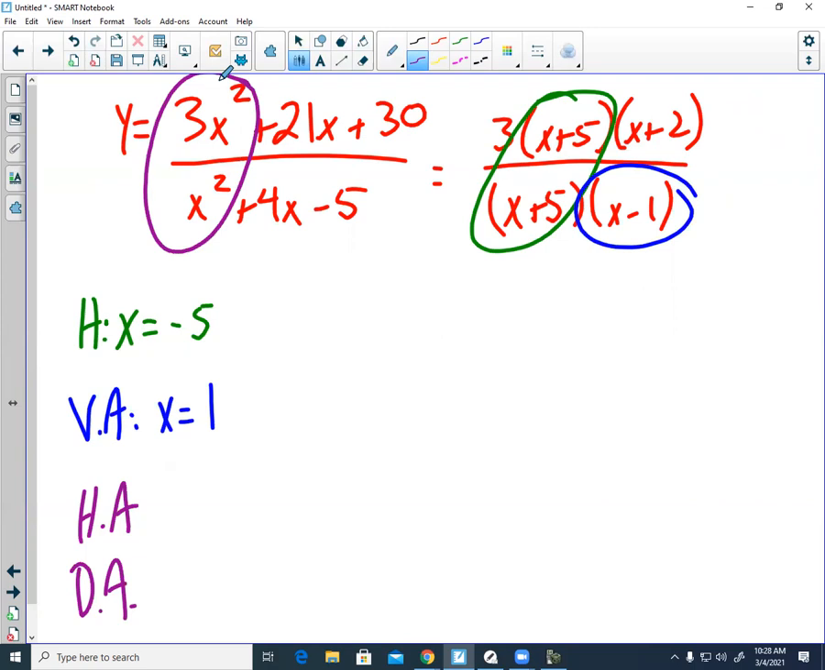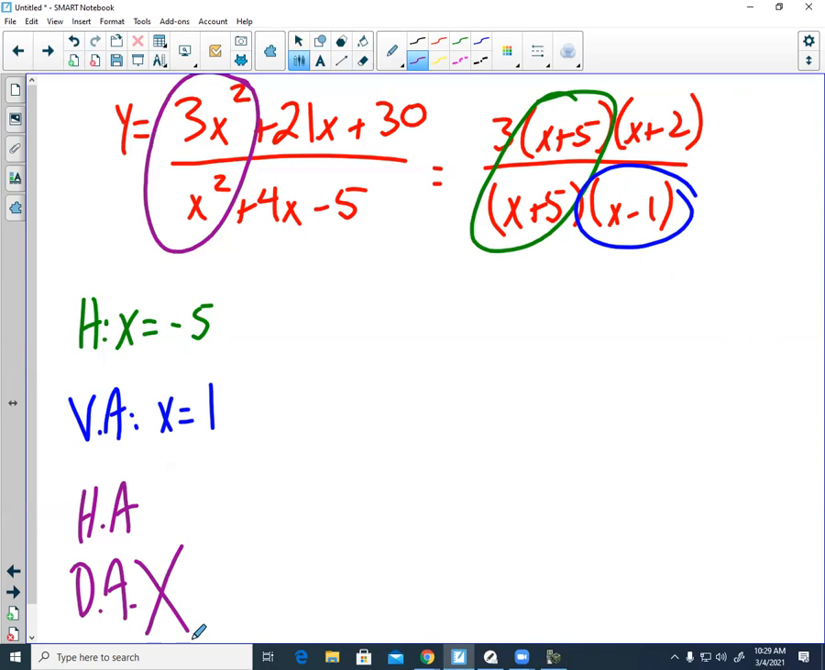So the two cases for horizontal asymptote were if the degree is bigger in the bottom or if the degrees are the same, it's going to be horizontal. For diagonal, it was if the degree in the top is bigger than the degree in the bottom. So this means there will be no diagonal asymptote. It doesn't exist, because the degrees are the same. Remember, with horizontal, it was either degrees are the same or degree bigger in the bottom. With diagonal, it was degree bigger in the top.